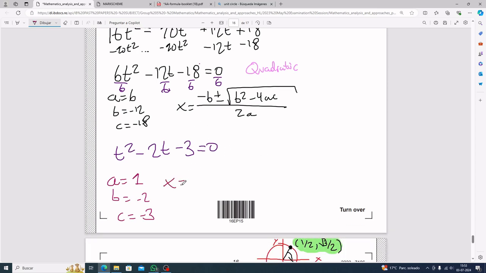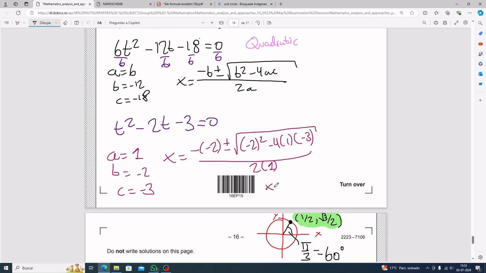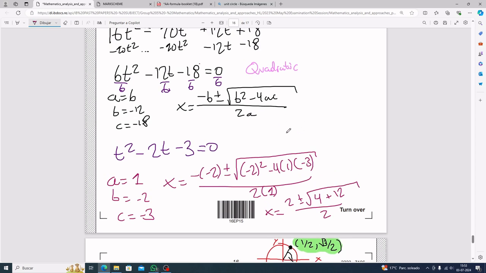So x equals negative b, so it's negative negative 2, plus or minus the square root of negative b squared minus 4 times a, which is 1, times c, which is negative 3, divided by 2 times 1. Solving all of this piece by piece, negative times negative is positive 2, plus or minus the square root of 4, and this is negative times negative, so it ends up being plus 12, divided by 2. So from here, x equals 2 plus or minus square root 16 divided by 2.